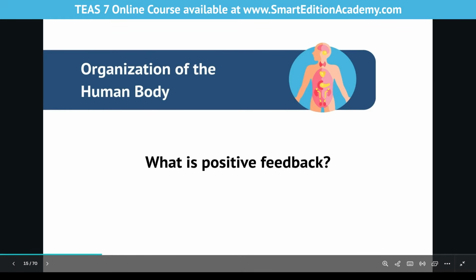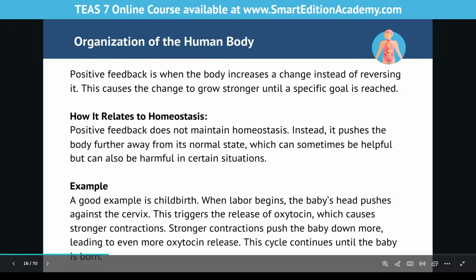So that begs the question, what is positive feedback? Positive feedback is when the body increases a change instead of reversing it. This causes the change to grow stronger until a specific goal is reached. How does this relate to homeostasis, and how is it different from negative feedback? Positive feedback does not maintain homeostasis. Instead, it actually pushes the body further away from its normal state, which can sometimes be helpful but can be harmful in certain situations. A good example of this would be childbirth.